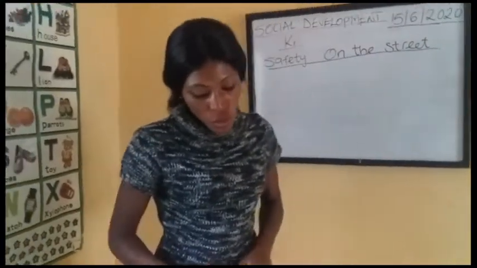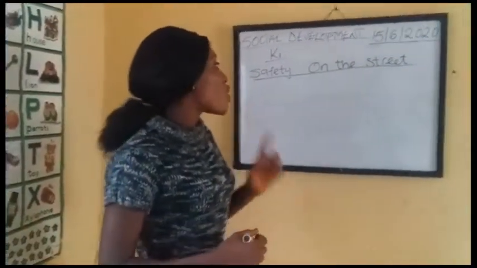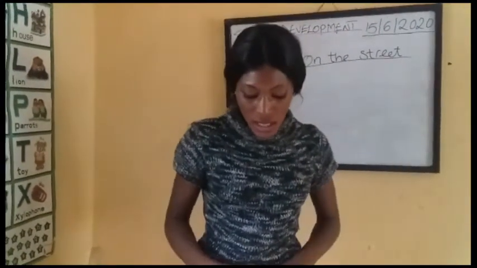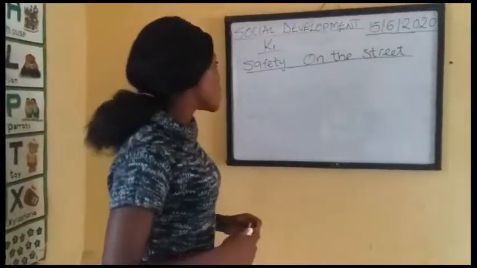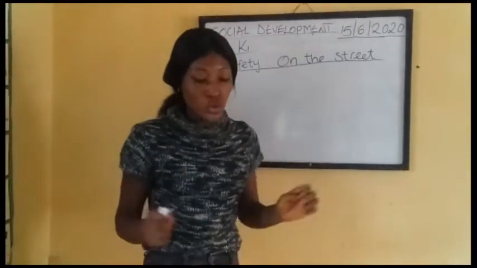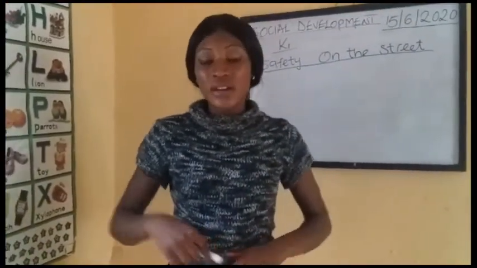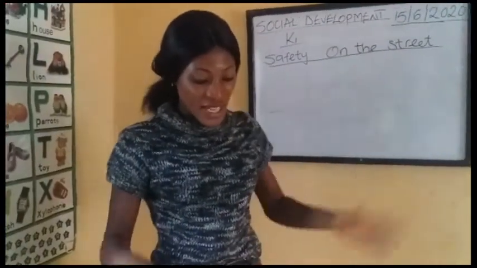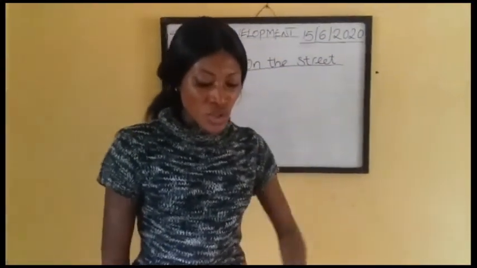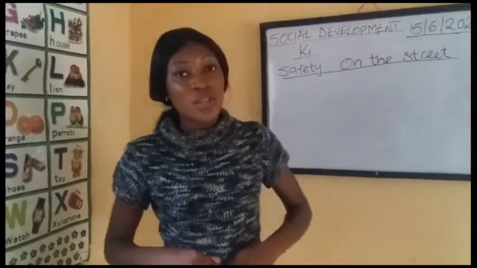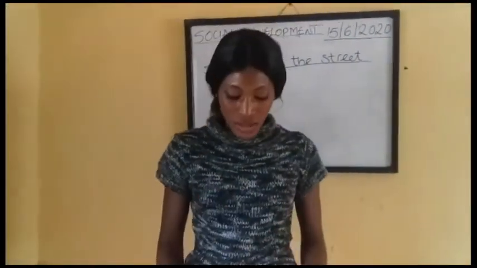Now, number two, we should only cross the street with the help of an elderly person or an adult. You can't just go to the major road to cross alone. There are cars coming from left and right. So we must not cross the street on our own unless with the help of an adult.